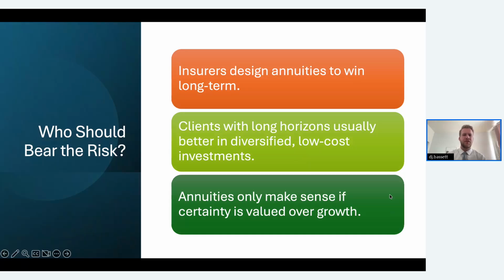This is a little bit of redundancy here, but insurance companies design annuities to win long term, so who should bear the risk? If you have a long time horizon, you're going to be better off doing it on your own. You should bear the risk in those cases, because the longer the term is, the more it's in favor of the insurance company, right?